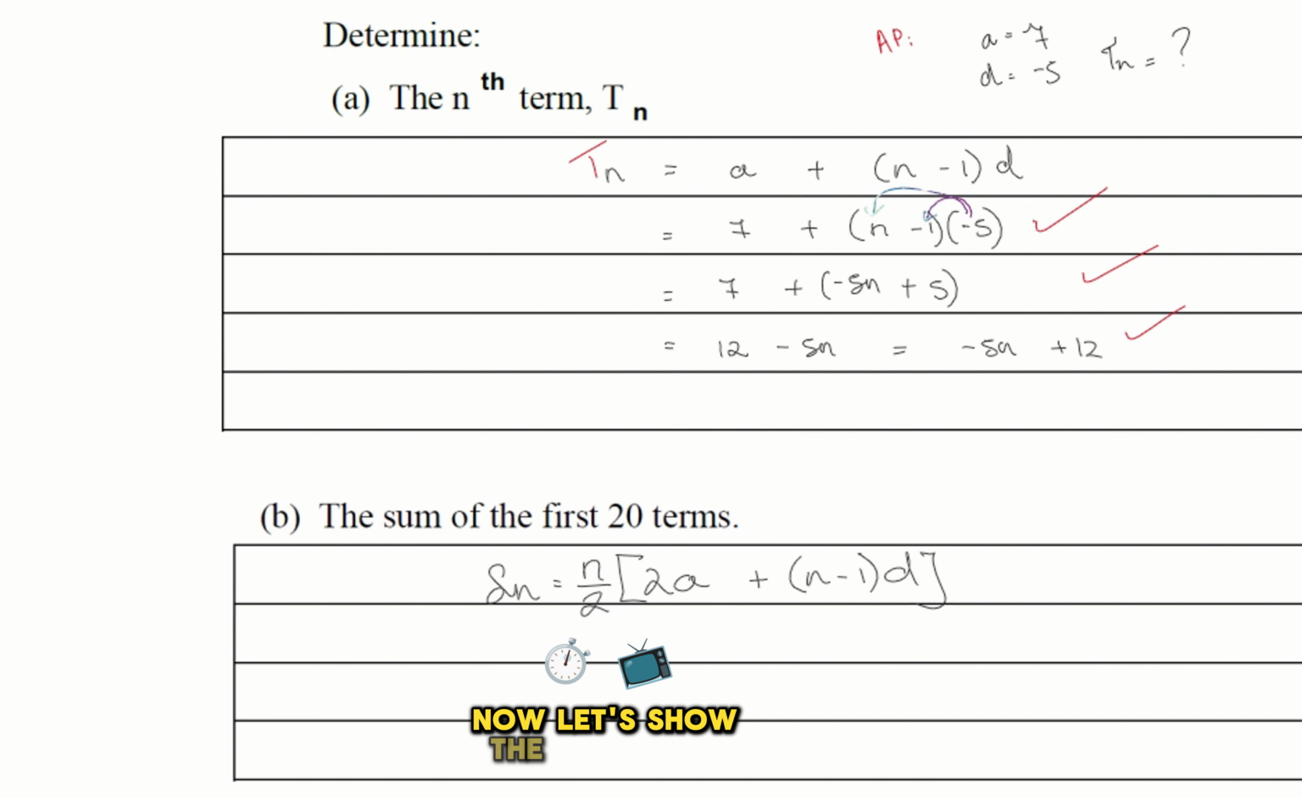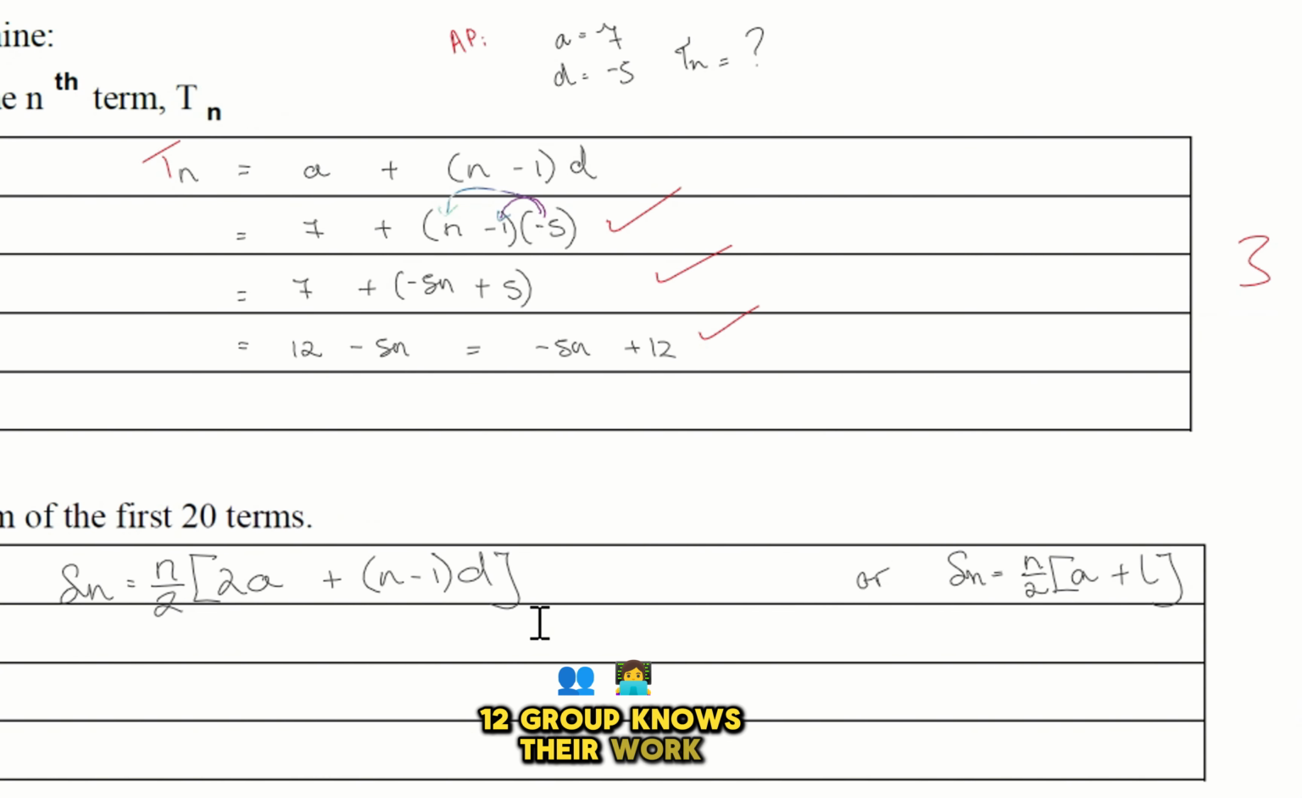Now let's show the viewers at home how well we actually know our work, because we also know the other one, Sn = n/2. That is how well this grade 12 group knows their work. If you also knew that formula, well done. Also write your name in the comments down below. That means you are ahead of the track, because we technically still have a week or 2 where we can finish up this work.